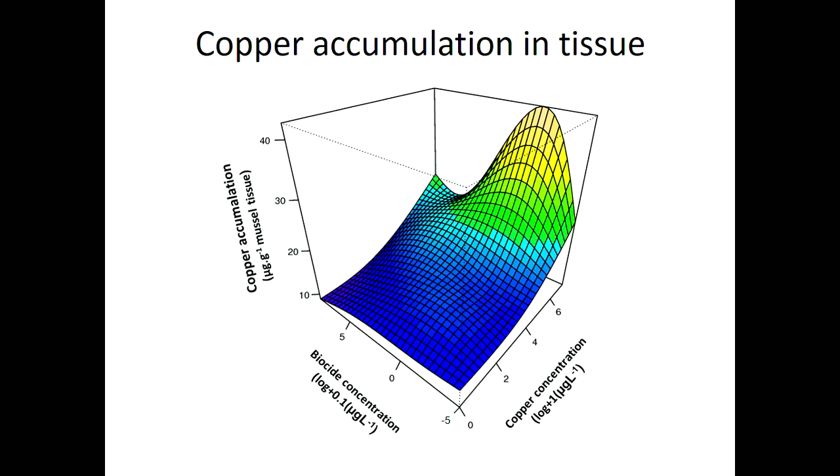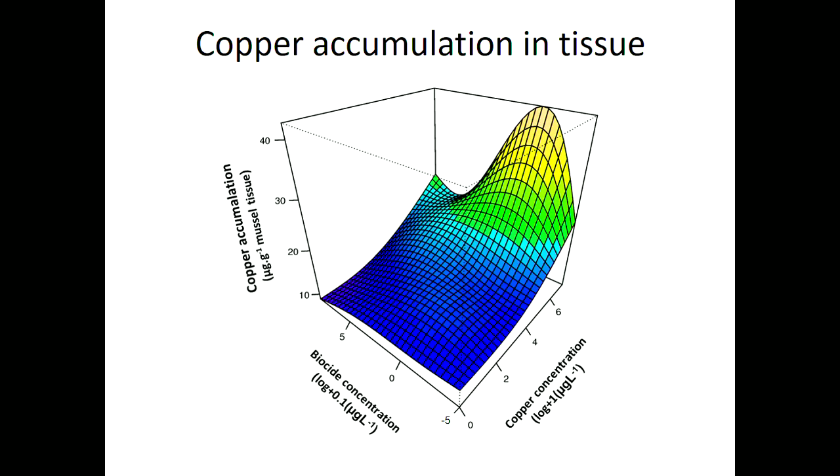So I'm going to show the graphs for each of those outcomes on a diagram like this. At this point, there are no stressors added. As we progress along this axis, there are increasing concentrations of biocide. As we progress along this axis, it's increasing concentrations of copper, and all the points in between are the combined levels of those concentrations.